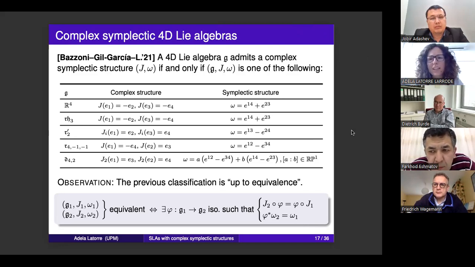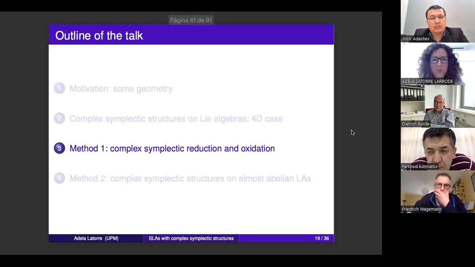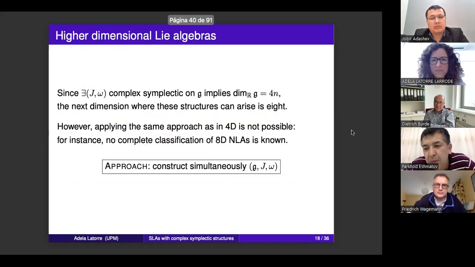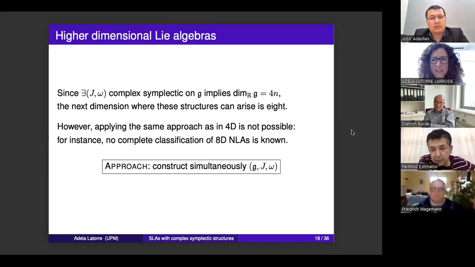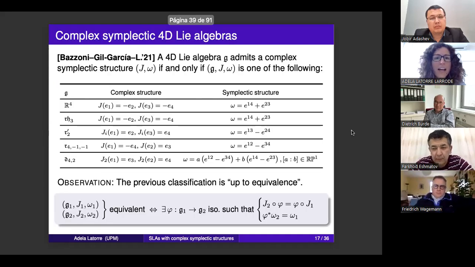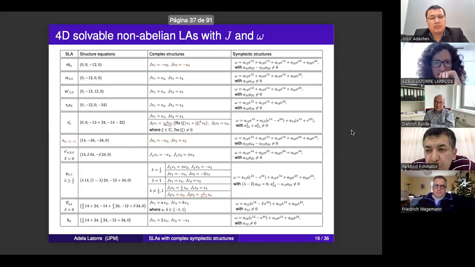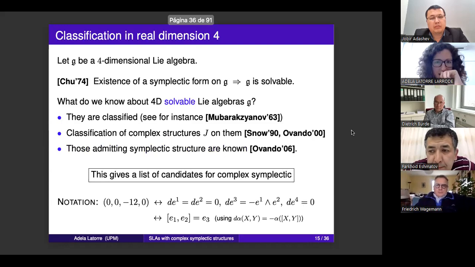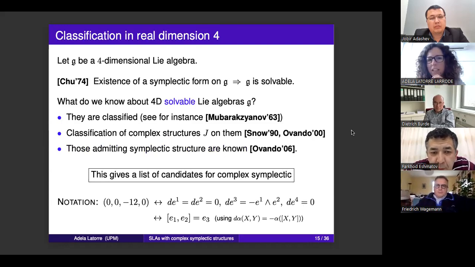No. By Perov, 63 or something like that. The four-dimensional case. Yes. Only four. But all solvable Lie algebras of dimension multiple of four? No. Fine.